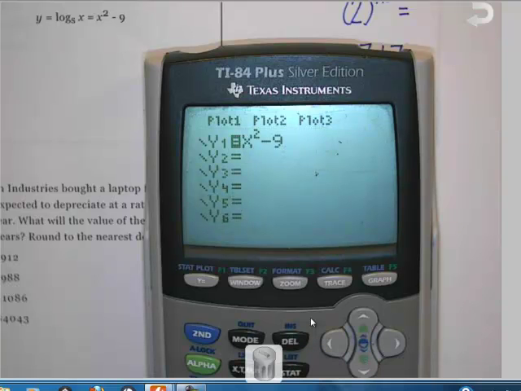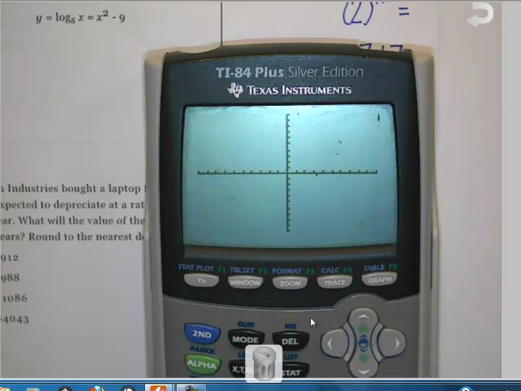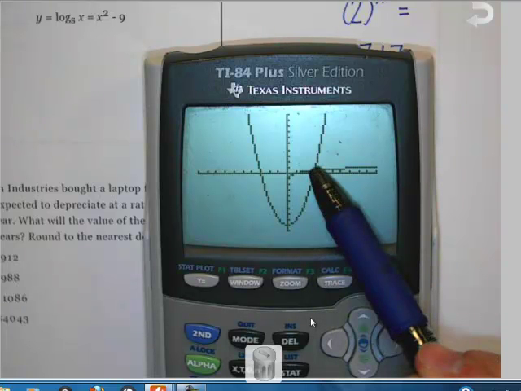And then you take just the log of x. Since they didn't give you a base, you can be arbitrary about it. So I just use base 10 because it makes my life easier. So when I graph it, here I have my nice beautiful parabola. And here, my log hits the axis here.